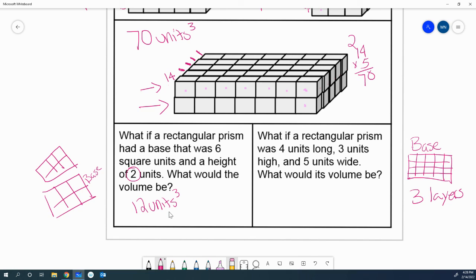So my base times 3. All right, so now let's see how big the base is. 4 times 5 is 20, so the base is 20. That means there'd be another layer of 20 and another layer of 20. That'd be 20, 40, 60 units cubed.